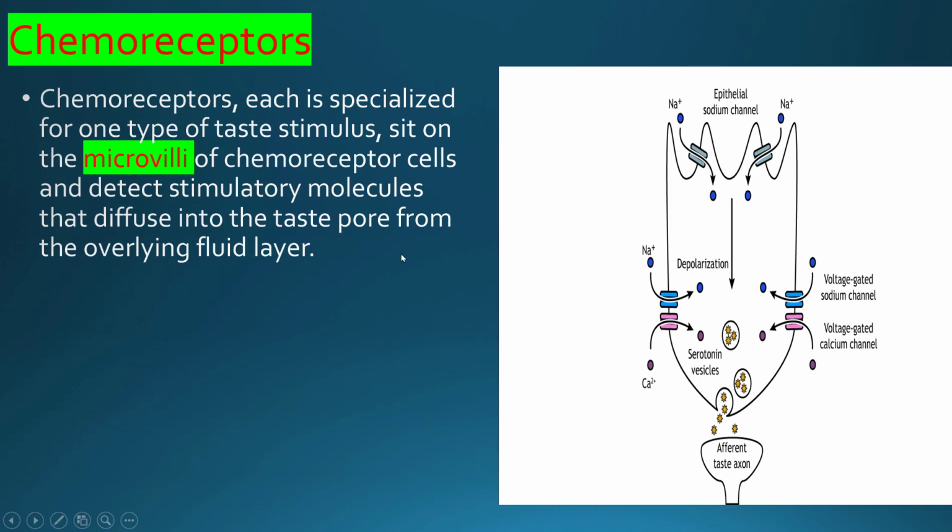A chemoreceptor cell is specialized for one type of taste stimulus, set on the microvilli of the chemoreceptor cell. These are the microvilli, and on these microvilli you can see that these receptors are present and detect stimulatory molecules that diffuse into the taste pore from the overlying fluid layer. When we chew the food, the taste molecules dissolve in that fluid, in saliva, and from there the taste molecules actually enter the taste receptor.